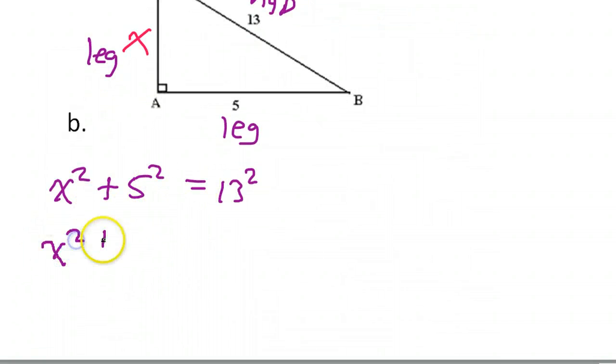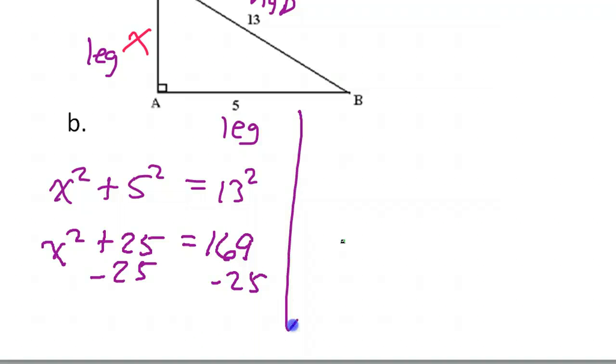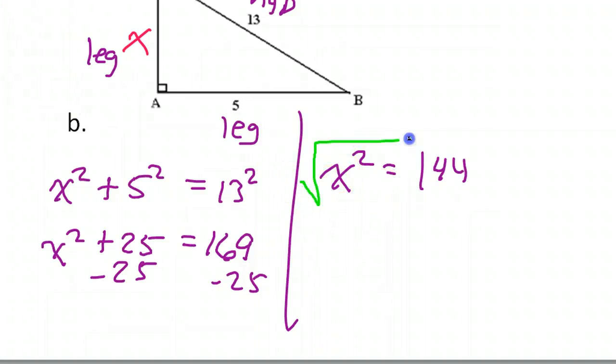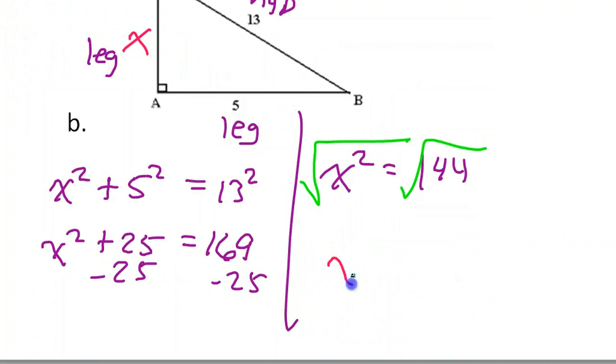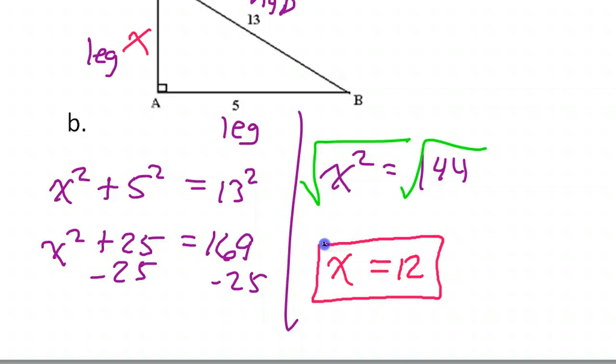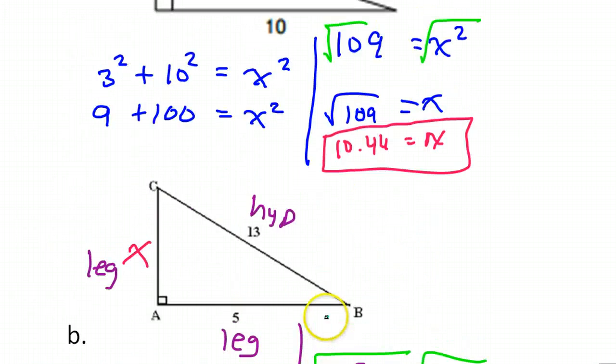Well, this is x squared plus 25 is equal to 169. If you subtract 25 from both sides, that's going to give you x squared is equal to 144. Alright, if I want to get x by itself, I once again have to take the square root of both sides. So that's going to give me x equals 12. Okay, so that is it for part B.